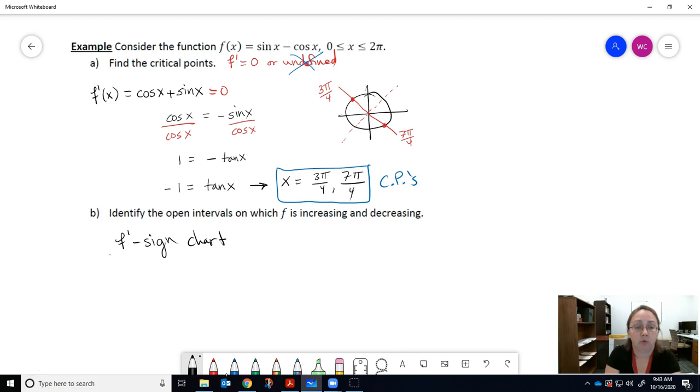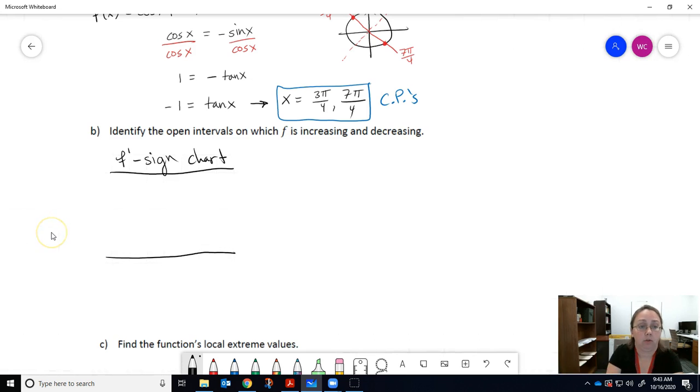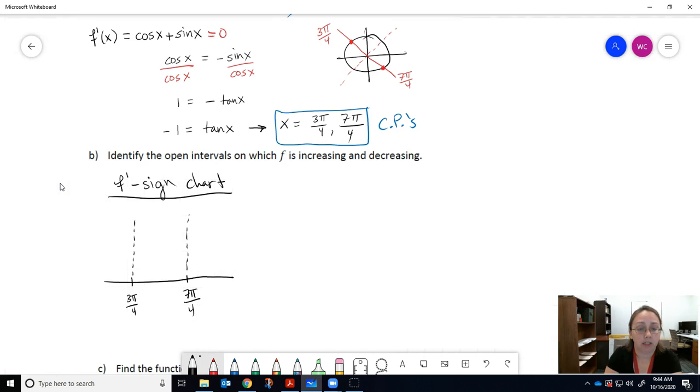So sign chart means you draw your number line, put your critical points in order on the number line. So our critical points were 3 pi over 4 and 7 pi over 4. I like to draw vertical lines to help denote that these are the points where we can change from increasing to decreasing. At these points, the derivative is 0. So what we have to do to fill in our sign chart is evaluate some test points. So pick a point to the left, in the middle, and to the right.